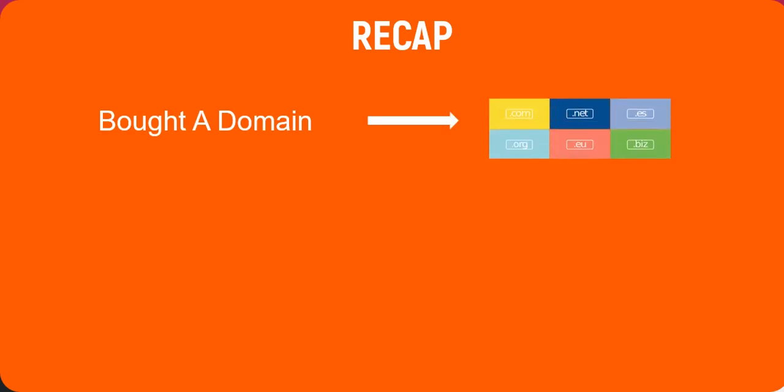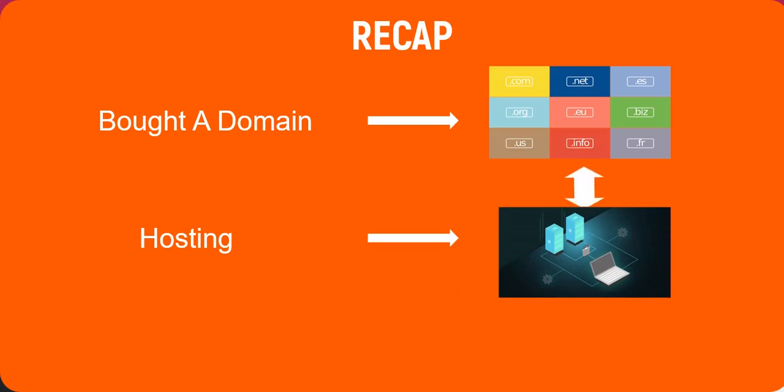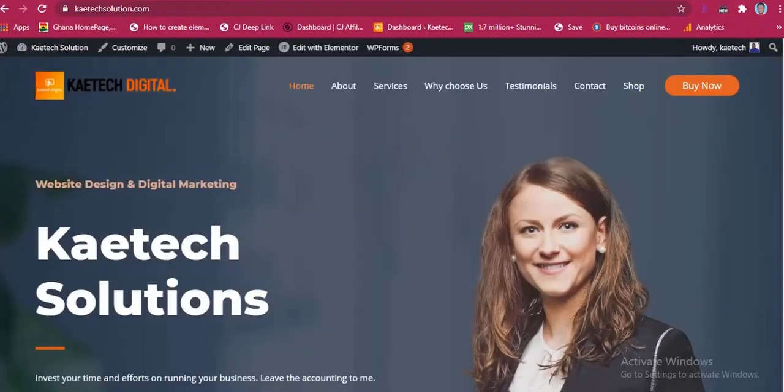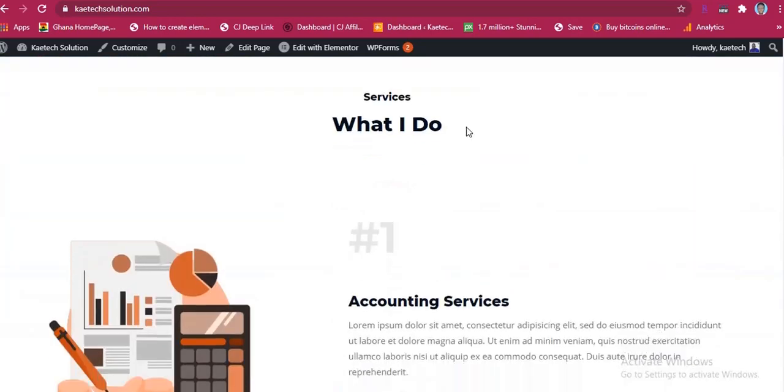On the first episode we bought a domain, and on the second one we bought a hosting, and then we linked our hosting to our domain, and then on the third one we installed WordPress on our hosting, so that we can create a very nice business website. I'm so glad all of you are still following, and welcome back again.